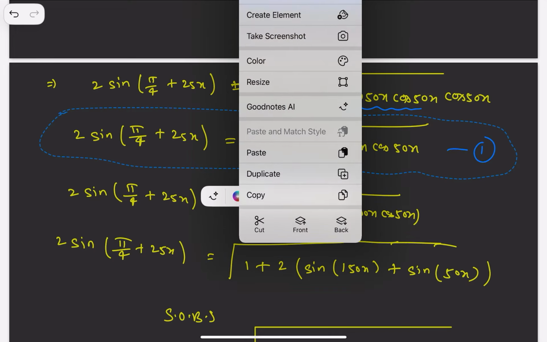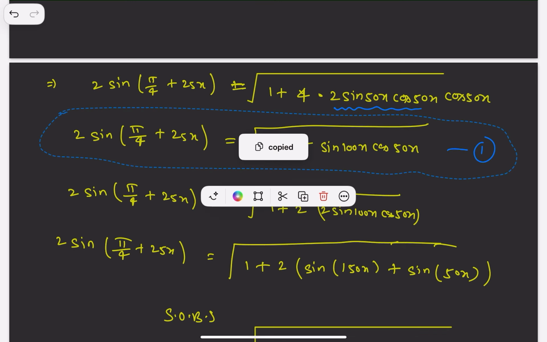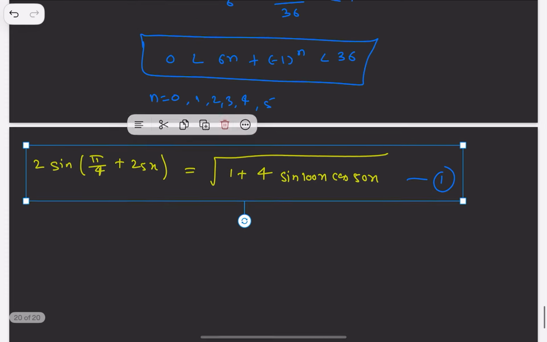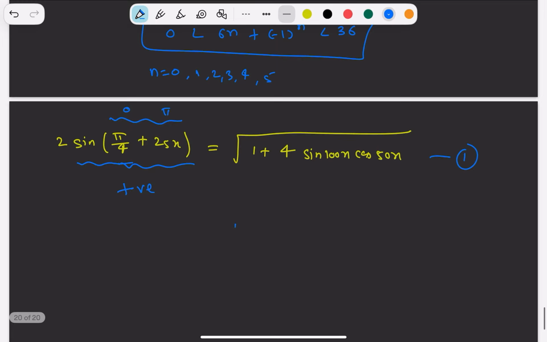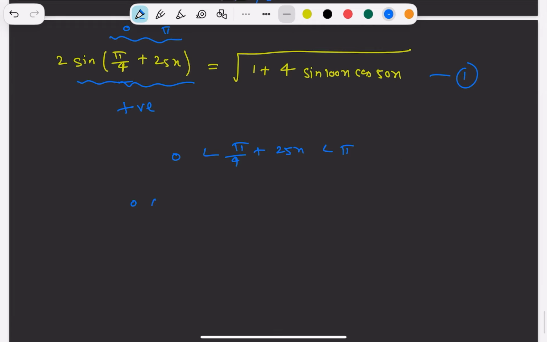So I am just copying this expression so that I can use it. Okay, so here I am taking the same number. Now see, the right hand side should be what? All its numbers should be positive, and it will be positive if and only if the number inside the sine lies between 0 to pi, because in this interval sine gives positive values. So pi by 4 plus 25x must lie between 0 to pi.